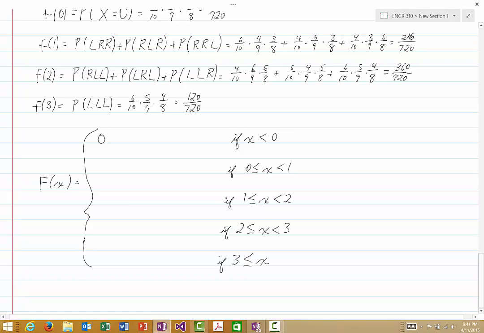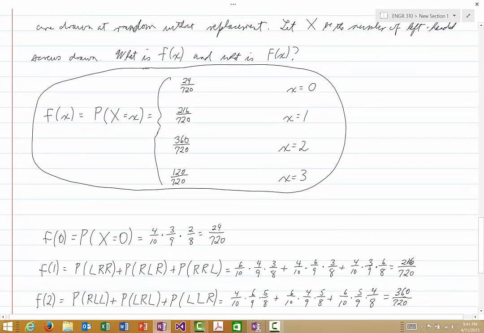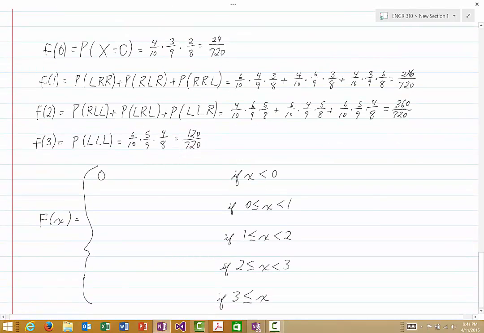Okay, so if little x is greater than or equal to 0, but strictly less than 1, well, there's one way that the random variable could be less than or equal to a number in that range, and that is if it is equal to 0. And the probability that it is equal to 0 is 24 over 720. So we have 24 over 720 for this value.